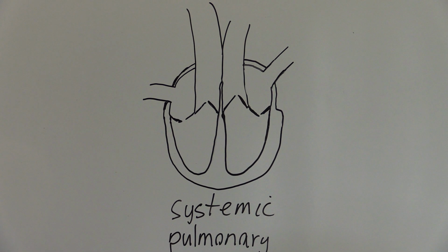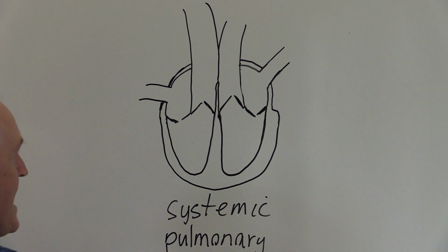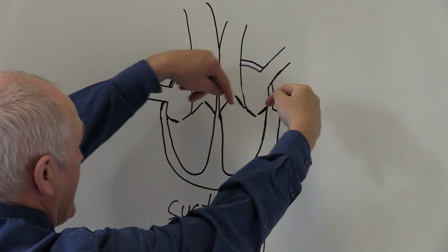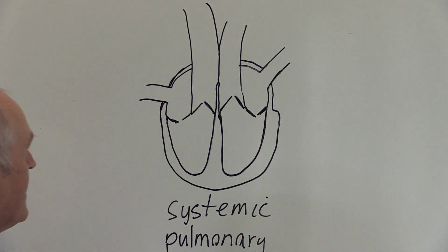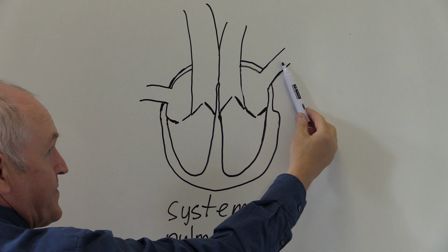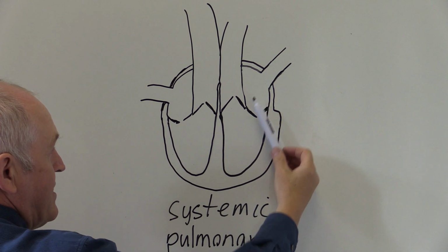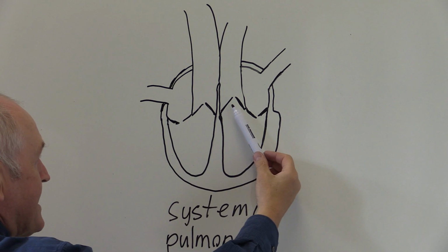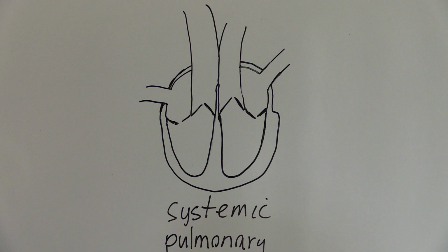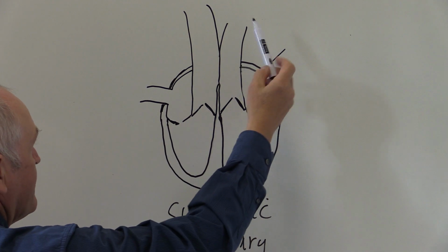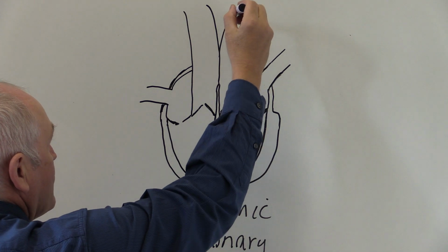Now, if you've watched the previous video, you'll be aware that that is the mitral or the bicuspid valve pointing down the way. And you'll be aware that that represents the pulmonary veins. Left atrium, left ventricle. That would make this the aortic semilunar valve, and this vessel coming out here, the aorta.